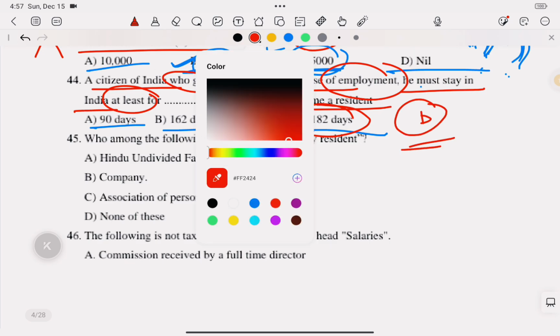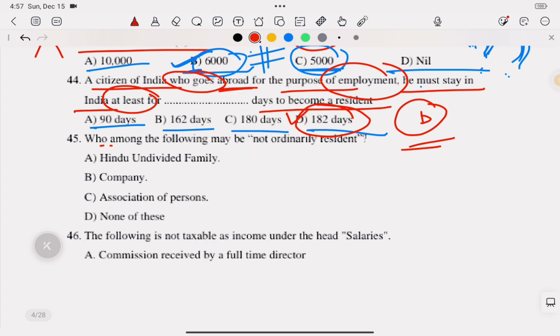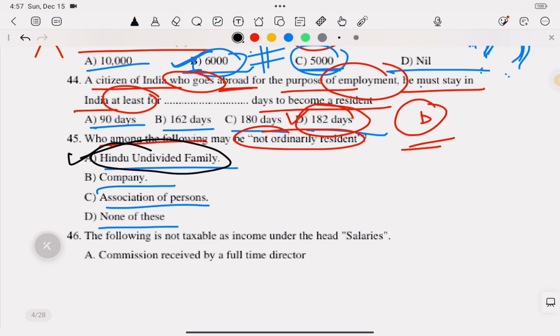Okay, so now moving to next question. The next question is, who among the following may be not ordinary resident? Let's see the options. Hindu undivided family, company, association of persons and none of the above. So in this case the correct option would be option A, that means Hindu undivided family, that is HUF.